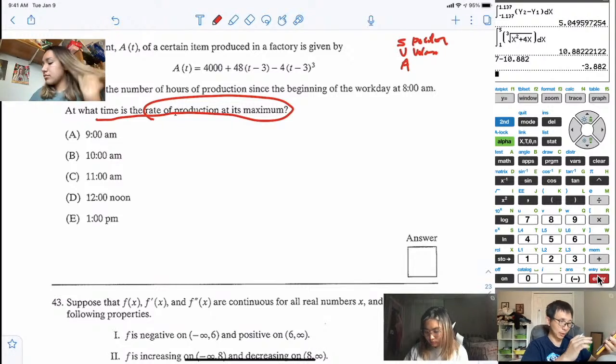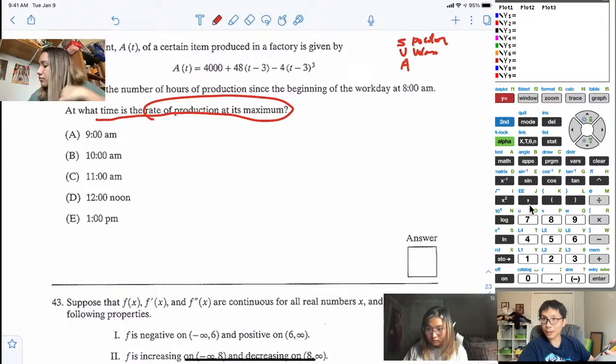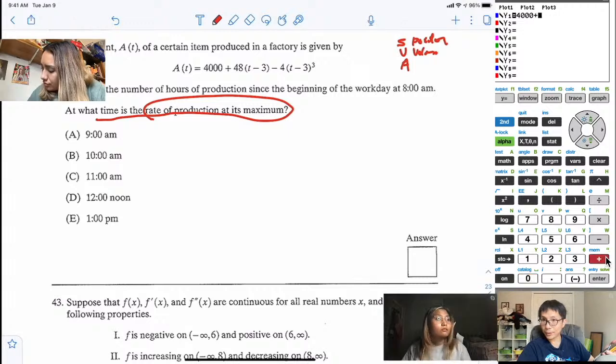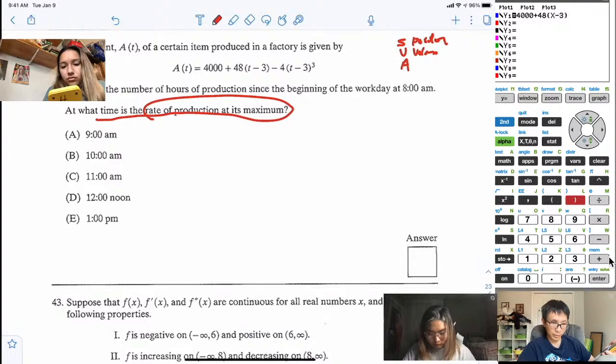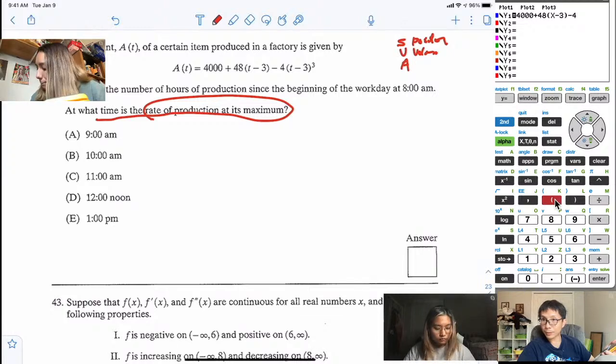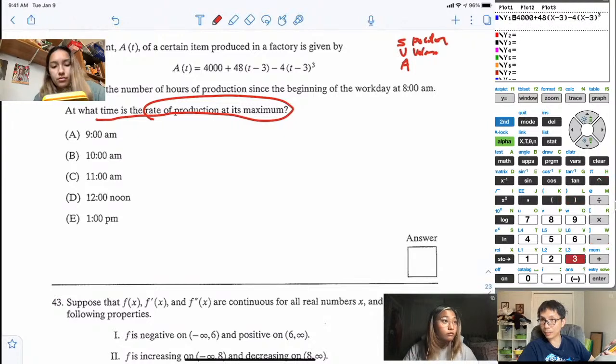And what I'm going to do is type in the 4,000. So I'm going to use the calculator here. I'm going to say that's equal to 4,000 plus 48 times x minus 3. You don't need to worry about t, and you don't need to worry about the other one. So minus 4 times x minus 3 to the third. There's a button for the third power. So now you learn how to use the calculator.